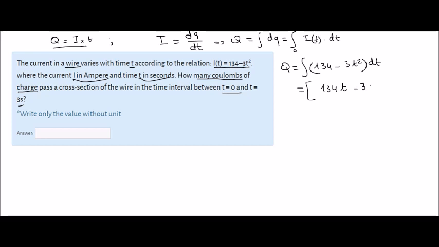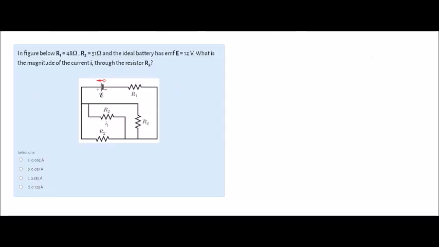134t minus t cubed over 3, isn't it? This is taken from 0 to 3. The 3 will cancel out with that. So we have 134 times 3 minus 3 cubed. You do the calculation, you find 375 coulomb. And you write it over here, 375. You don't need to add the unit. Even if you add it, it's fine, but it's better not to add it in this kind of question. It's just a numerical answer. Next question.